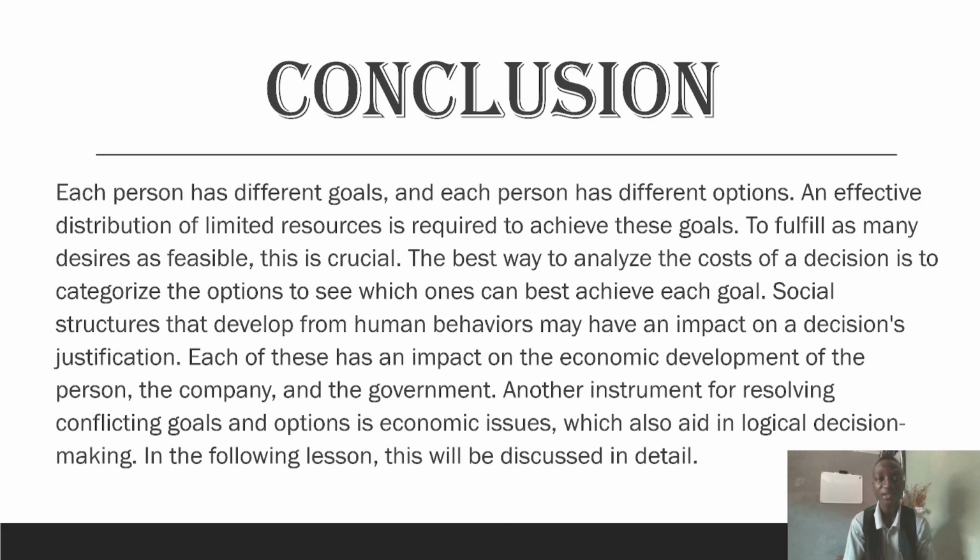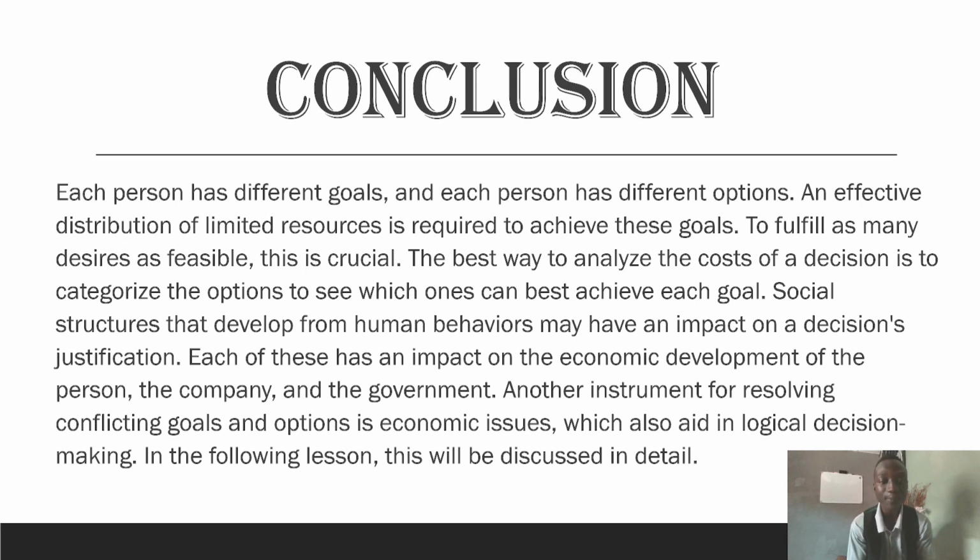So we have the conclusion. Each person has different goals. Definitely, as humans, we all have different goals, different aspirations, and different agendas in mind. Each person has different options. An effective distribution of limited resources is required to achieve this goal. Definitely, the resources are always limited, and that is what makes it unique. To fulfill as many desires as feasible, this is crucial.